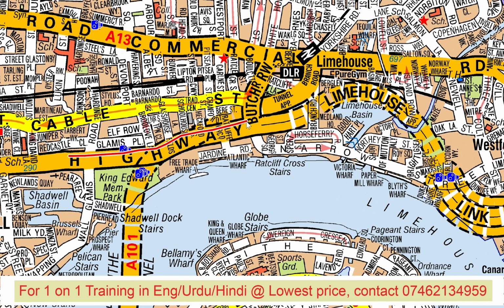From here, we will turn left on the Butcher Row. Then we will turn right on the Commercial Road. And then turn right again on the Branch Road. And now we will enter into the tunnel while descending through the tunnel approach.